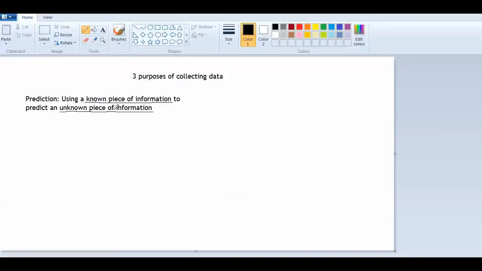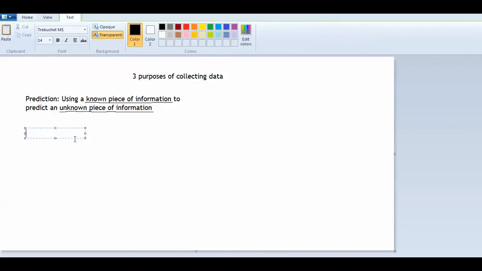And this won't be a perfect prediction, but the person will at least be able to use the known piece of information to get a rough idea of what the unknown piece of information will end up being. Predictions are usually less than perfect when you use data to make predictions. You usually make a prediction that's not completely perfect, but is at least somewhat useful.